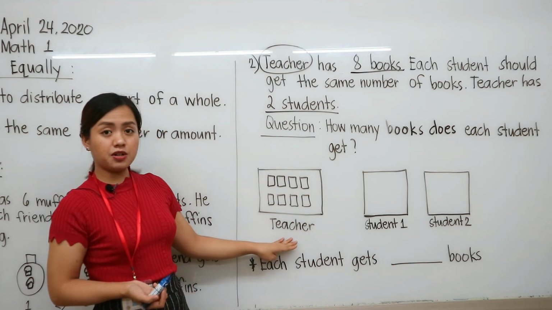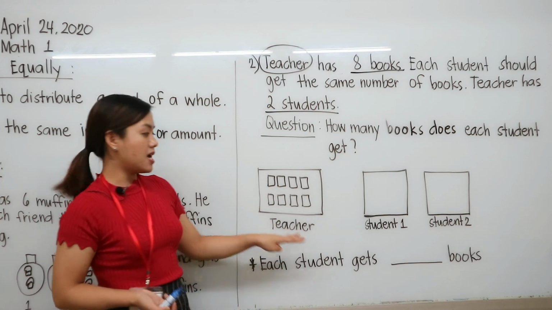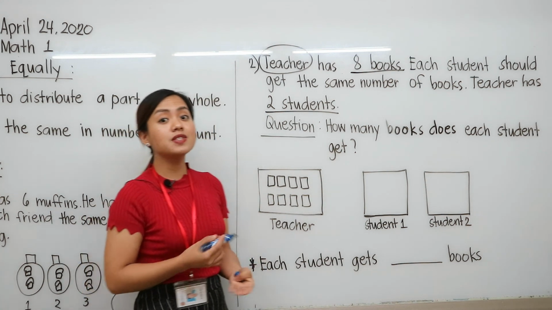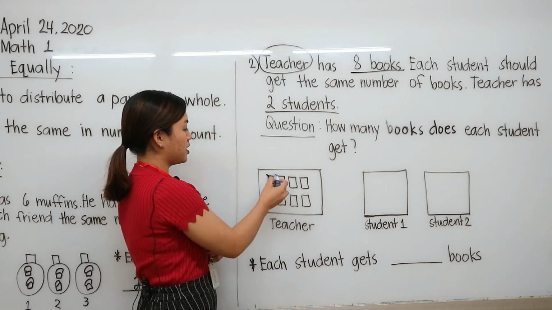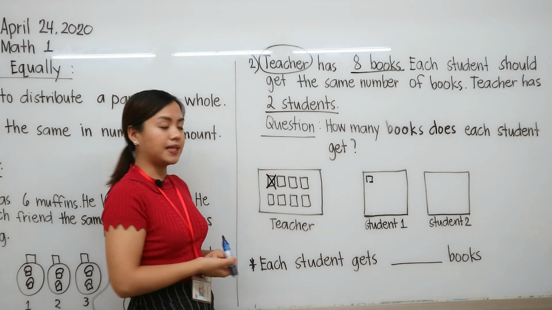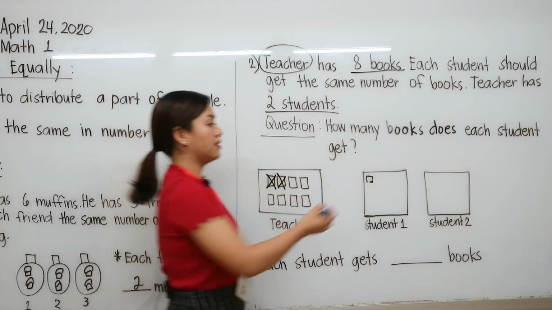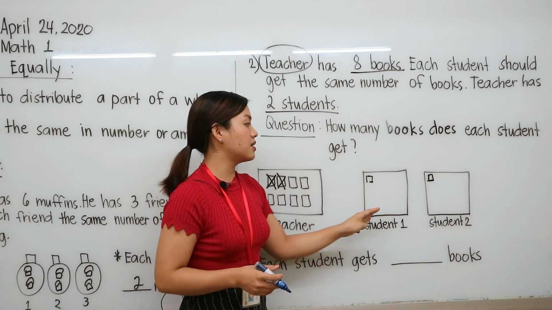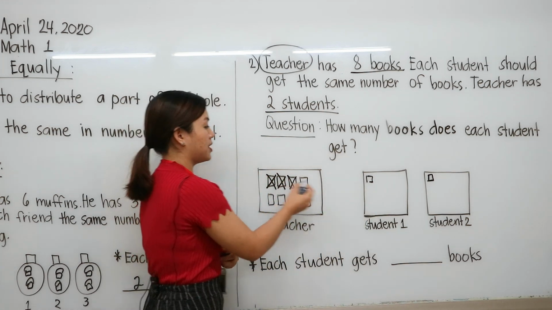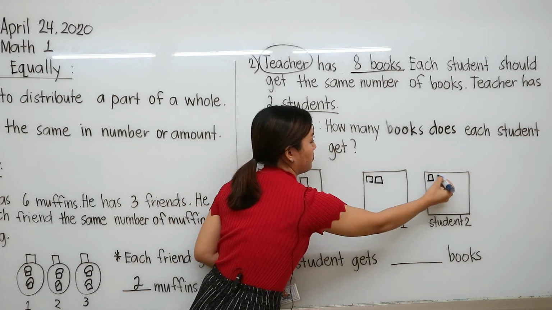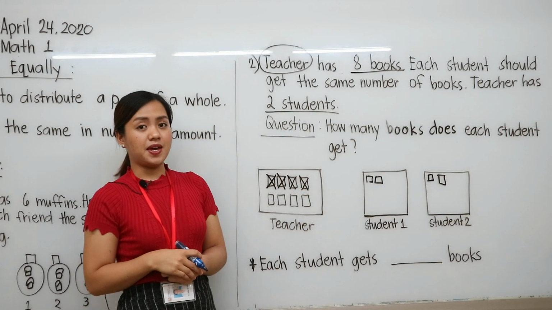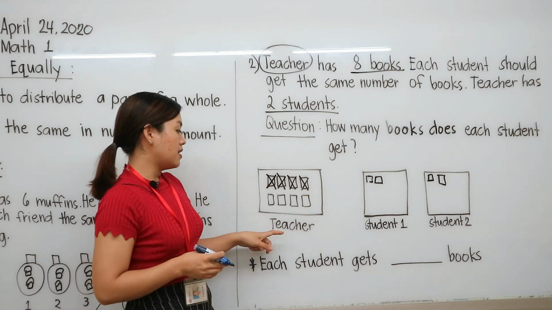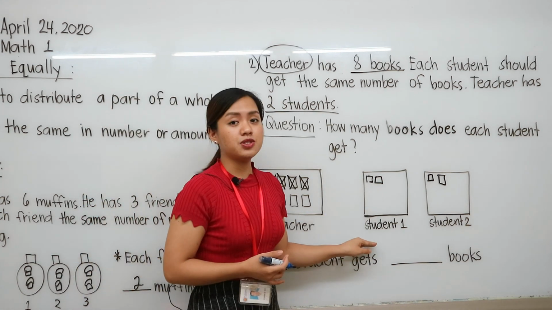So we have here the teacher. The teacher has 8 books. And this is for student number 1 and student number 2. So let's try to distribute equally. First book, put it on student number 1. And then second book, student number 2. So we distribute, each student has 1 book. Another one, distribute it again. Okay, and that one there. So the teacher still has 4 books, and the teacher needs to distribute it again to the students.